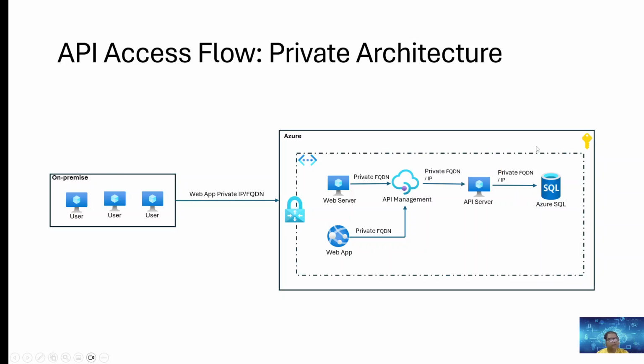Okay, so we have a virtual network. Within the virtual network, we have injected the API management. So now it is accessed privately. And then API management again talks to the API server privately over a private IP. So the public IP is removed from the API server.